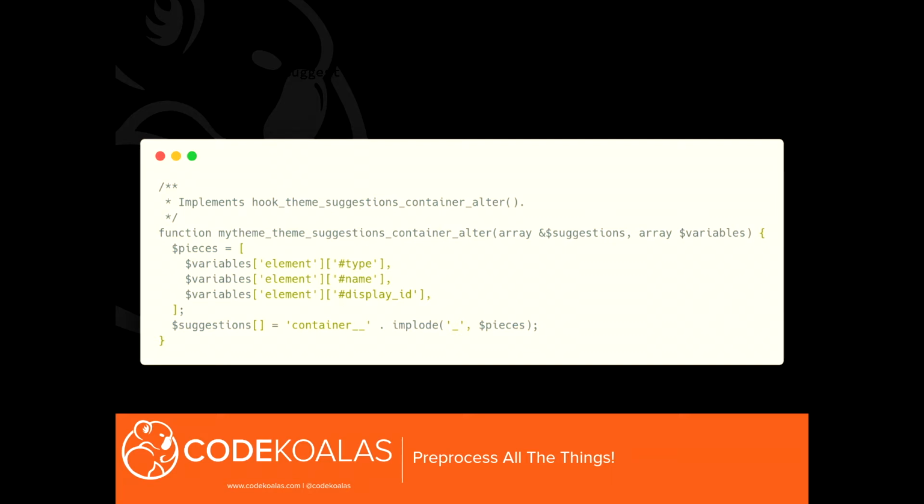So here, as you see, we have these pieces. We have the type of element, the name of the element, the display ID, and then we are adding this together as one string to the suggestions variable as a new suggestion for you to use as a template name.